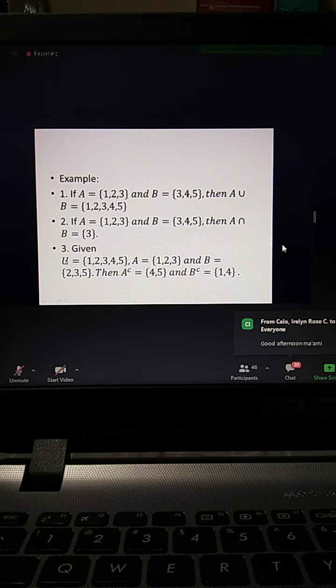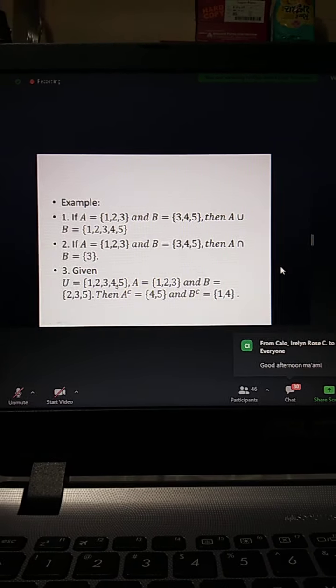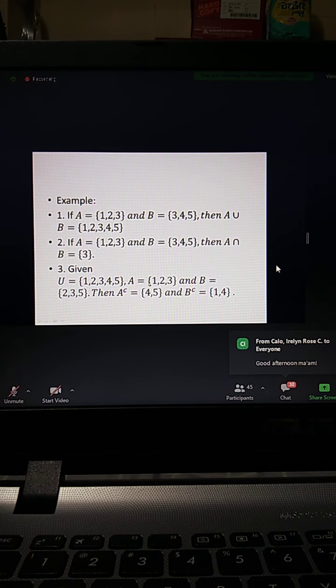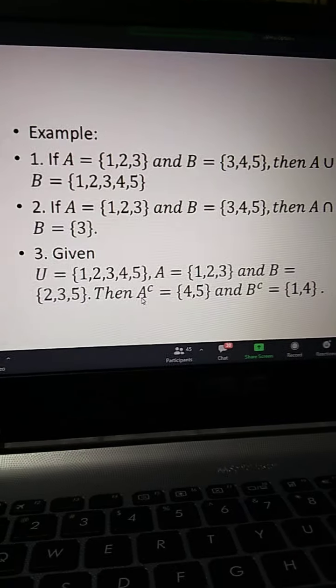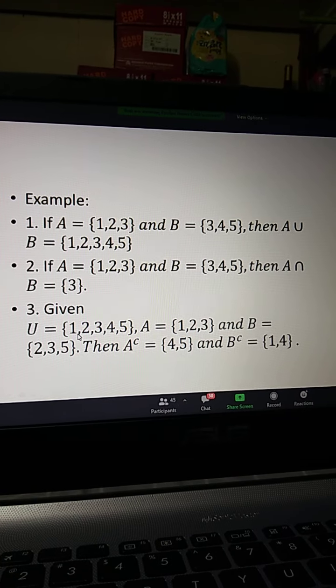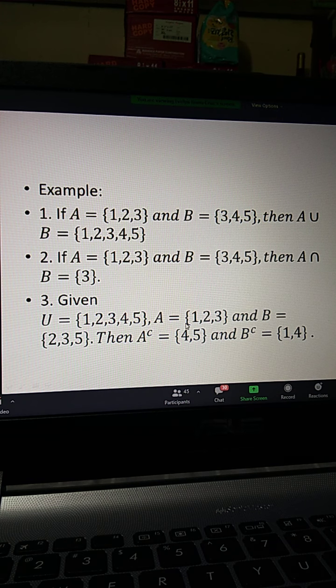Number 3, we have a given. Let's say U is equal to the set 1, 2, 3, 4, 5. A is the set 1, 2, 3, and B is the set 2, 3, 5. Then, A complement are those elements of U which are not in A. So, what are those? So, we have 4 and 5.